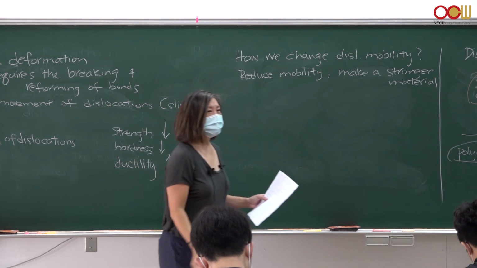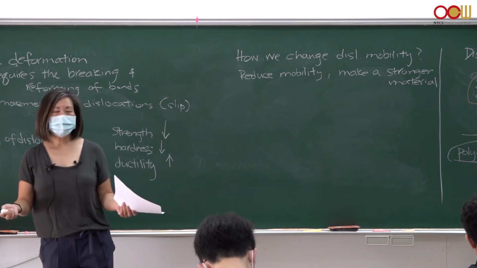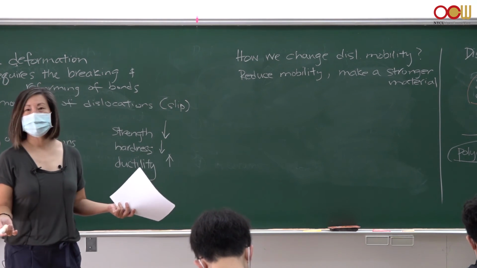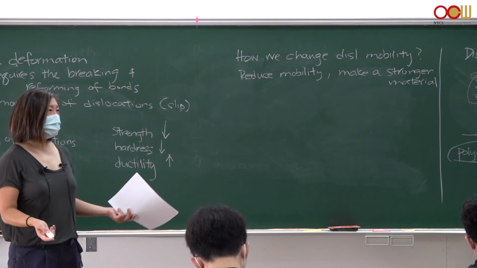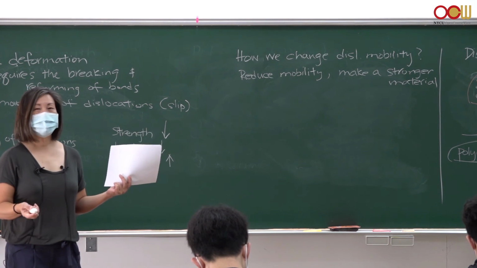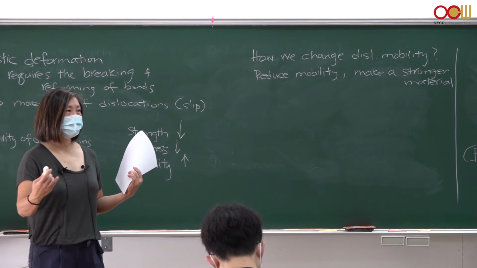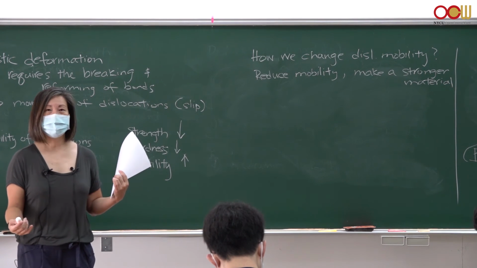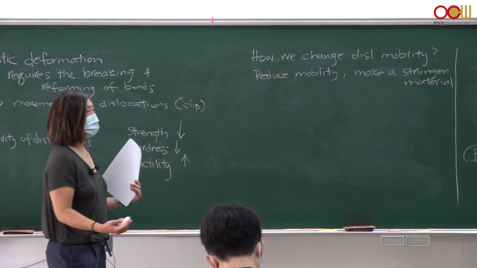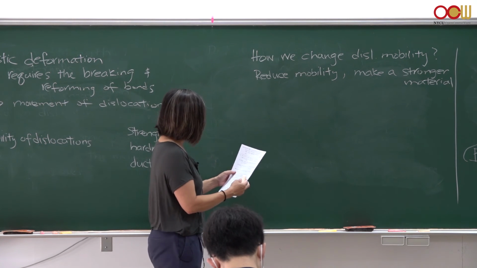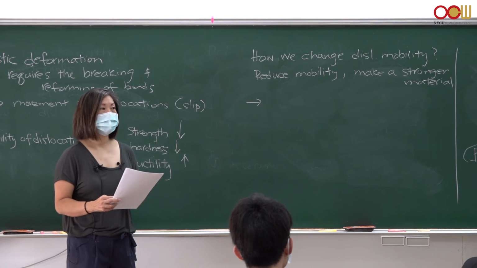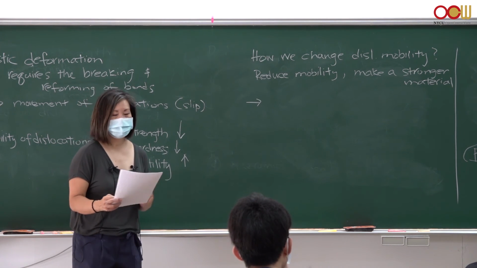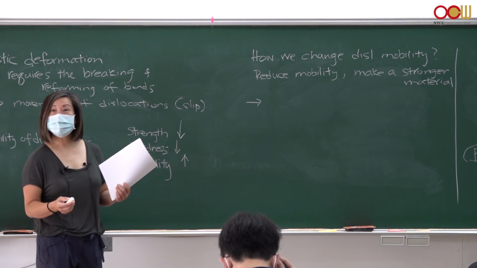So you're a material engineer, you're given this piece of metal, and they said this metal is great, but it is too weak. We need to strengthen the material, make it have a higher strength. What would you need to do? What are some of the things that you could do to make it stronger? How do you reduce dislocation mobility?